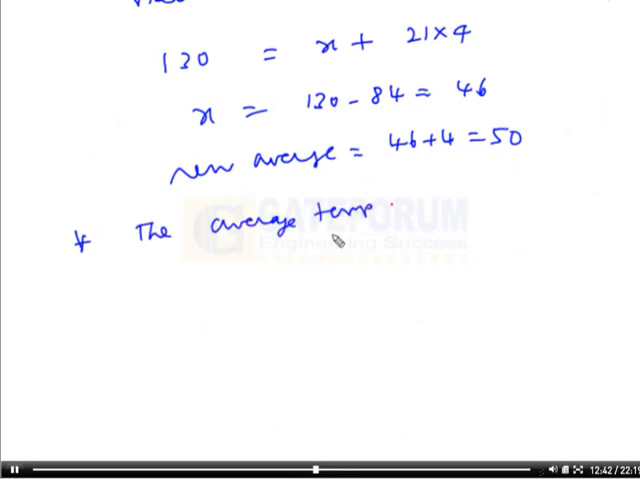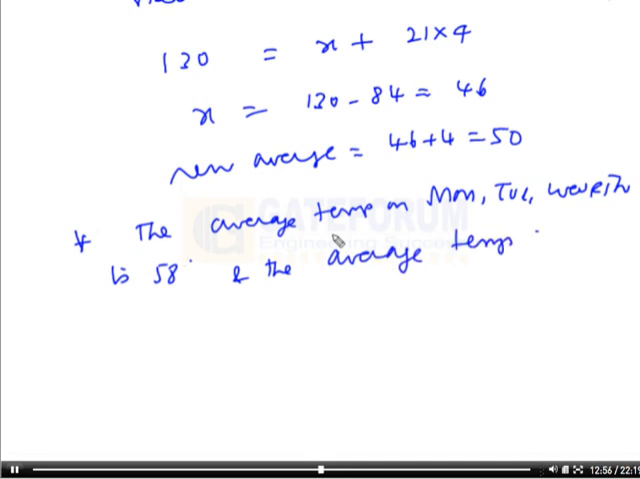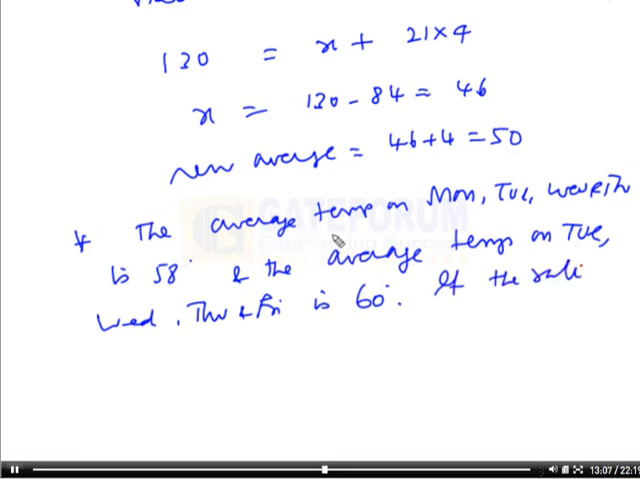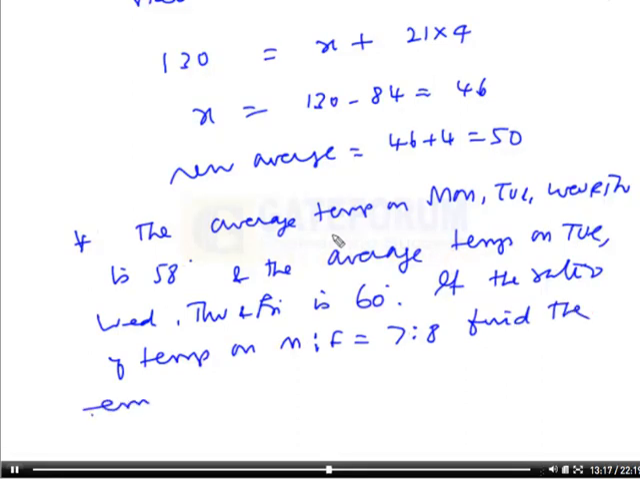The average temperatures on Monday, Tuesday, Wednesday and Thursday is 58 degrees. And the average temperatures on Tuesday, Wednesday, Thursday and Friday is 60 degrees. If the ratio of temperatures on Monday to Friday is 7:8, find the temperature on Friday.